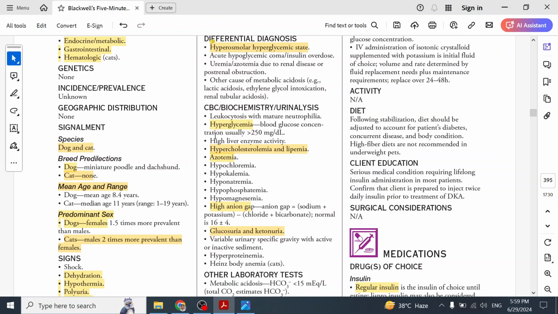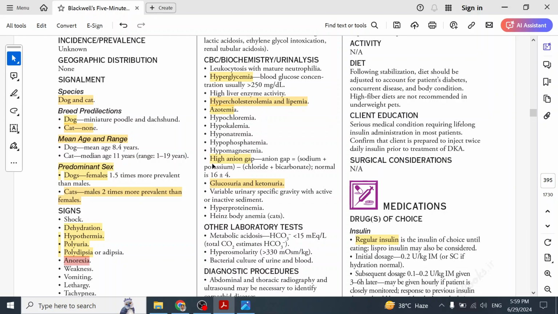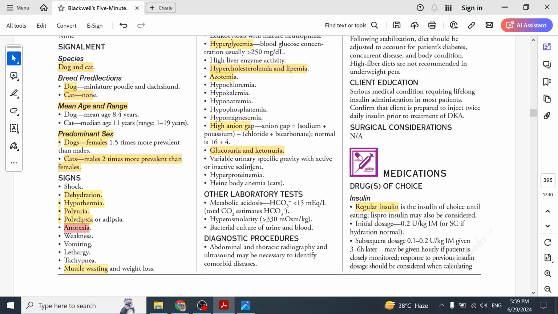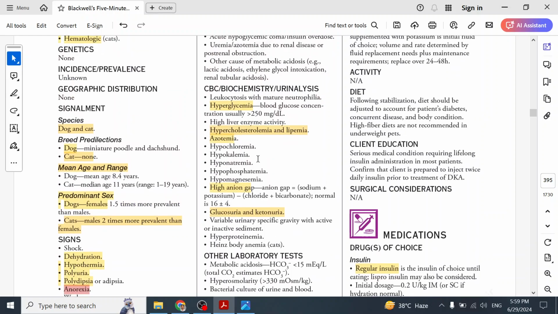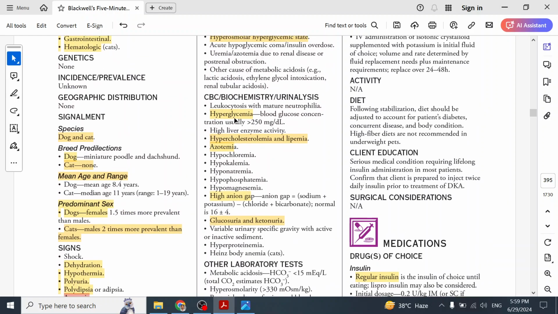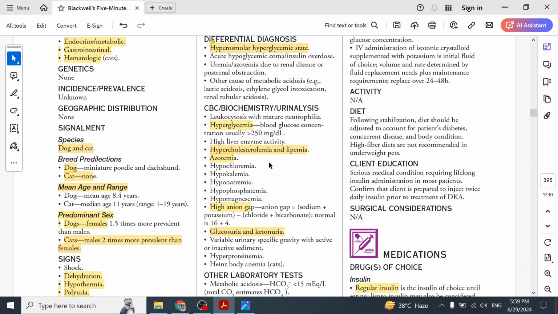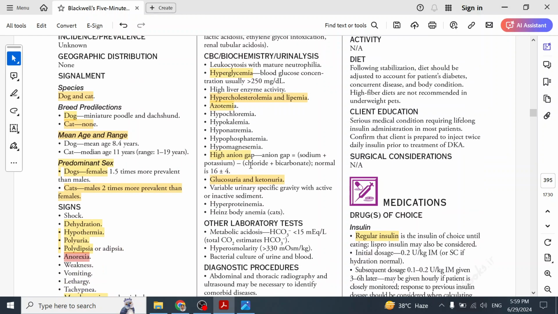On CBC you find hyperglycemia, lipemia, azotemia, and a high anion gap due to ketone bodies. Then glucosuria and ketonuria. In HHS you find hyperglycemia, but there is no anion gap in HHS.